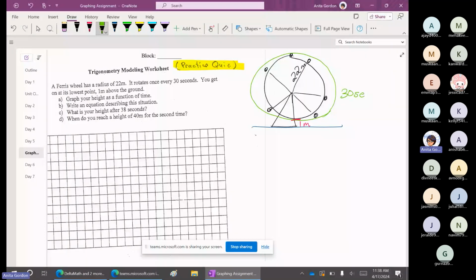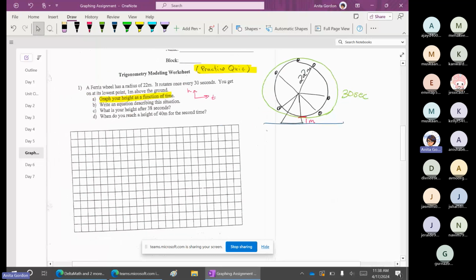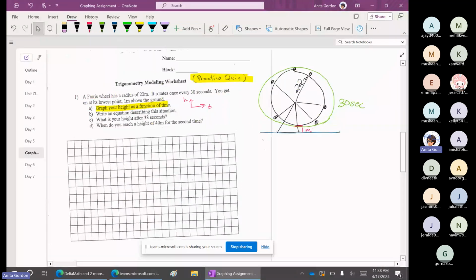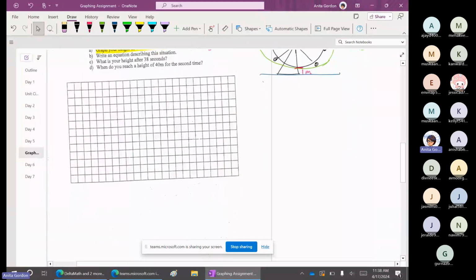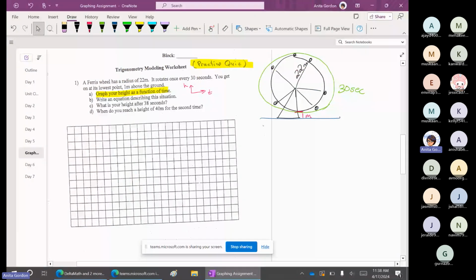We want to graph the height as a function of time, meaning on the y-axis we want to see the height, and on the x-axis we want to see the time. I want to ask you, in a real-world situation, where should the point 0, 0 be on our graph? Should it be in the center, at the top, on the left, on the bottom? Think about it.